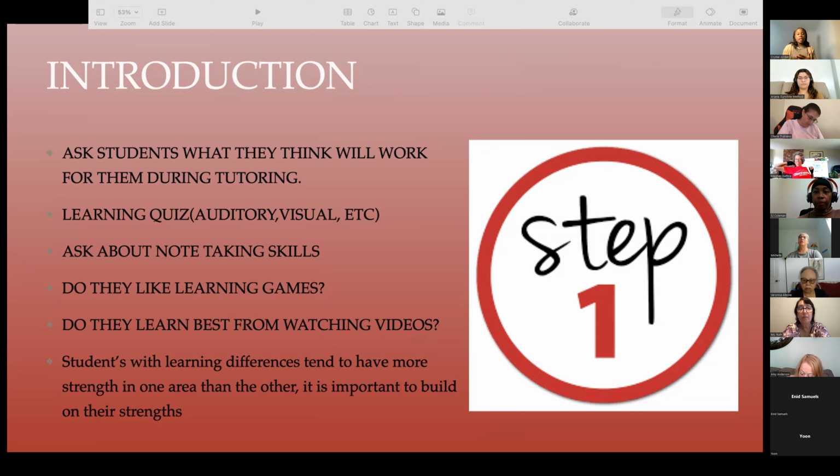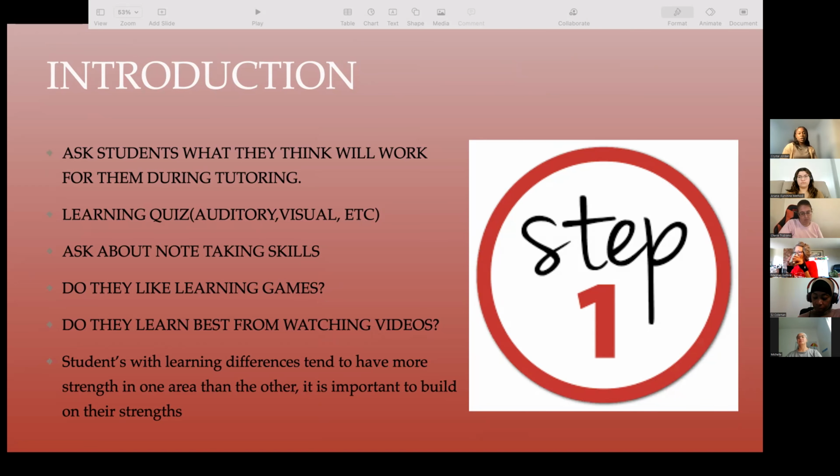And then learning games. Some kids, especially Gen Z and millennials, like different games. That's how they relate to things. And there are tons and tons of games specifically tailored for kids with autism or ADHD that are really beneficial and helpful. And we'll talk about those resources as well.